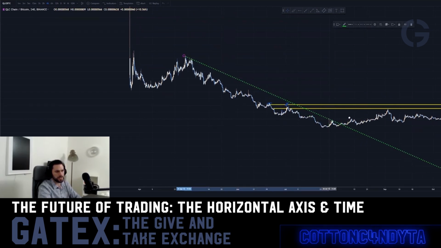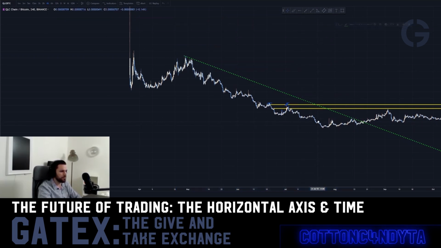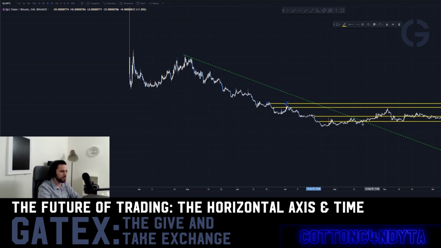Right? Same thing it does here. Same thing it does here to try to back break this level here, which would have also tried to back break this level here, right?